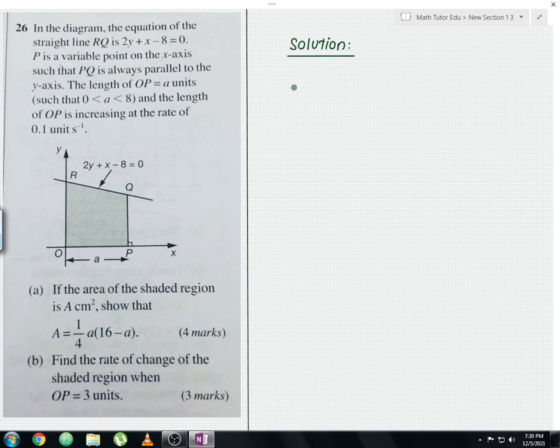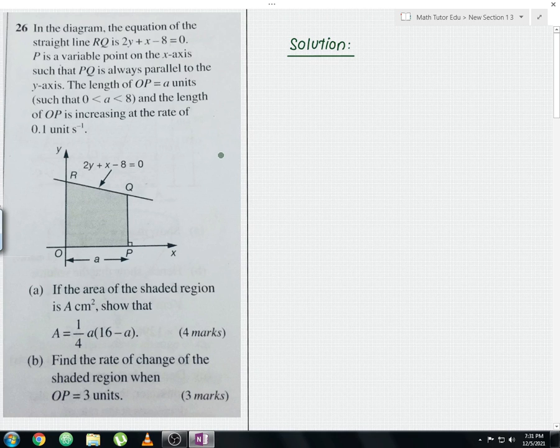Okay, let me read the question now. In the diagram, the equation of the straight line RQ is 2y + x - 8 = 0. P is a variable point on the x-axis such that PQ is always parallel to the y-axis. The length of OP, which is equal to a units, is such that 0 ≤ a ≤ 8, and the length of OP is increasing at the rate of 0.1 unit per second.